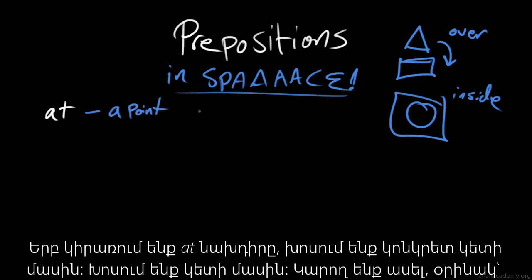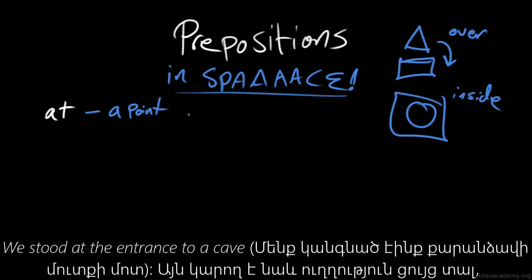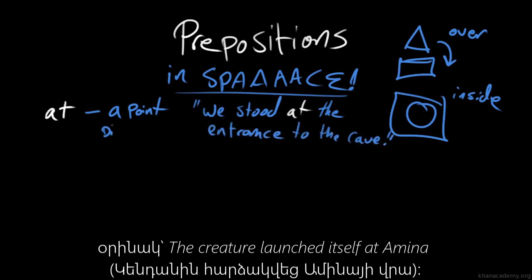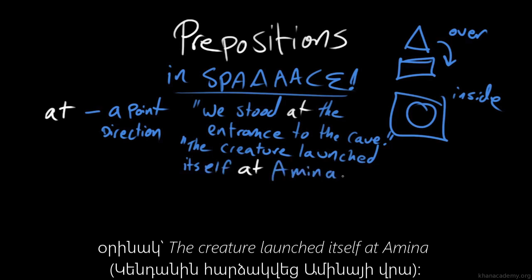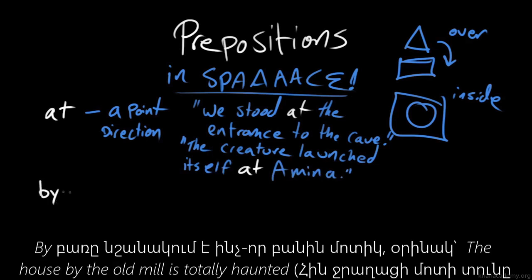So when we talk about at, it means a point. Right, it's talking about a point, so we could say something like, we stood at the entrance to a cave. But it can also have this connotation of direction, as in, the creature launched itself at Amina. The word by, when we're talking about space, means near, as in, the house by the old mill is totally haunted.